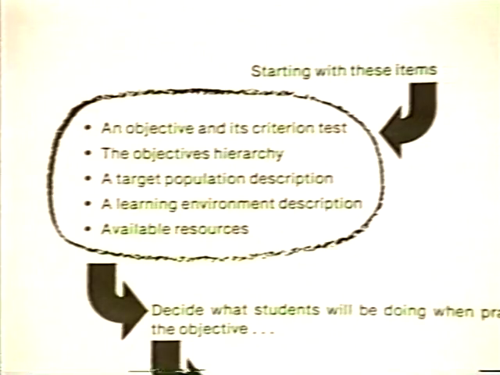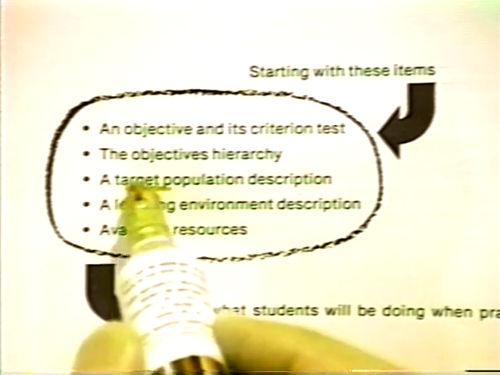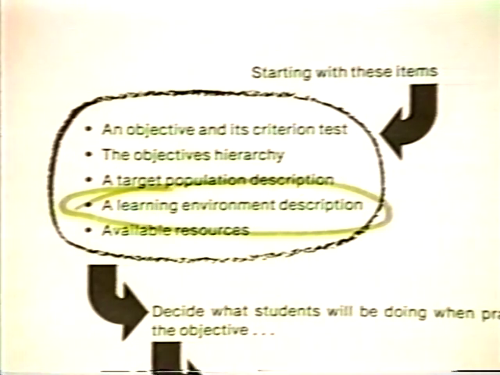Now, you'll find those on a list on page 3 of the 01 booklet as to what you need. We assume that you brought an objective or several objectives and the skill checks that match. You've got an objectives hierarchy, a target population description, and some resources such as perhaps a textbook or a manual or other kind of reference item. The one item you don't have yet is a learning environment description, and so that's going to be the first thing you put together during the workshop.